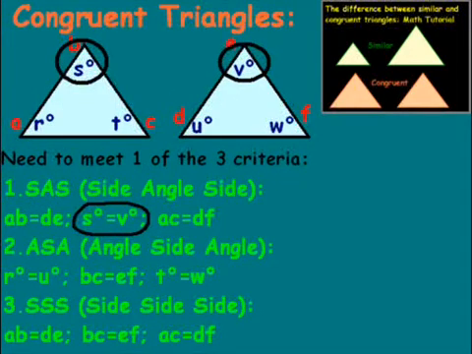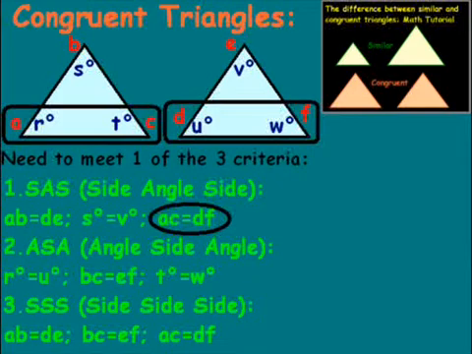Now, the angle portion could be angle S equals angle V, which I've circled as well. And the other side portion could be, for example, and I've circled up here, side AC equals side DF. And if we met that criteria, that would qualify as a congruent triangle, or a triangle that is the same.